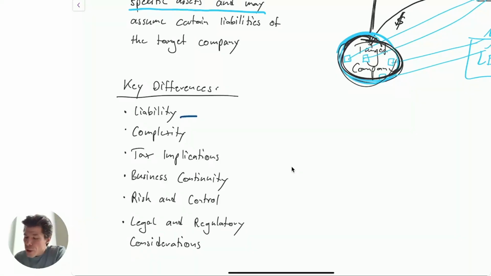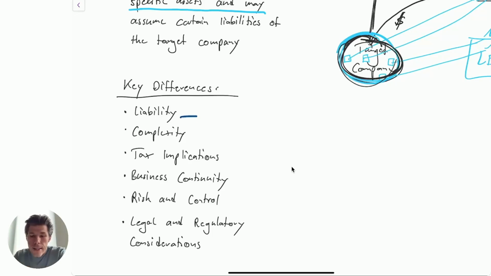Therefore, whenever we talk about share deals, there will be a thorough due diligence. It's a process where you check whether there are any hidden liabilities or any assets you don't want. Buyers also often include so-called indemnity clauses in the purchase agreement to protect themselves from unexpected liabilities.